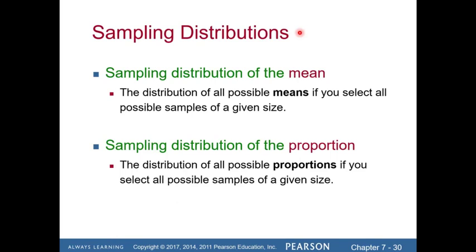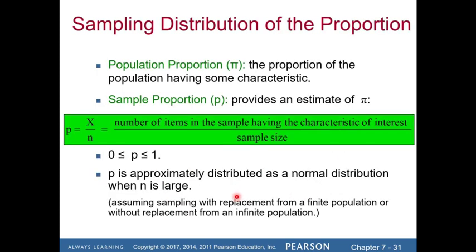Okay, so now in the first half, we have talked about sampling distribution of the means. And in the second half, let's introduce sampling distribution of the proportion. Sampling distribution of proportion represents the distribution of all possible proportions from all possible samples. So first, let's introduce some definitions.